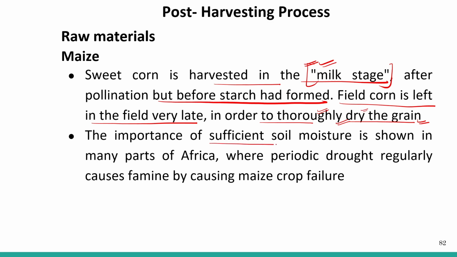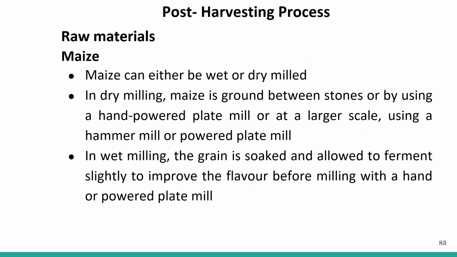The importance of sufficient soil moisture is shown in many parts of Africa, where periodic drought regularly causes famine by causing maize crop failure. So in many countries like in Africa, they have regular drought. At the time of growing the maize crop, sometimes they have famine, because all the maize crop that they have fails because of this periodic drought.